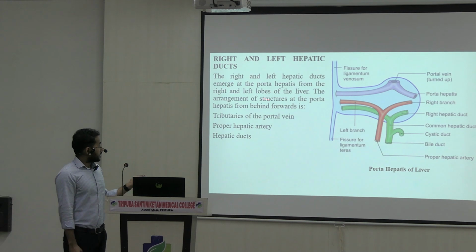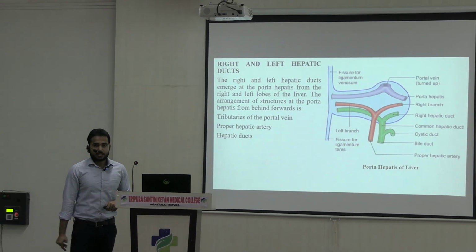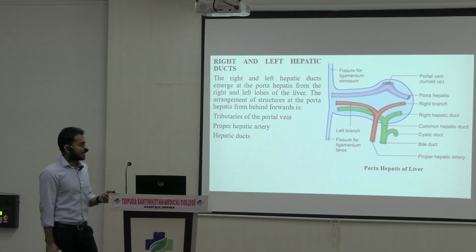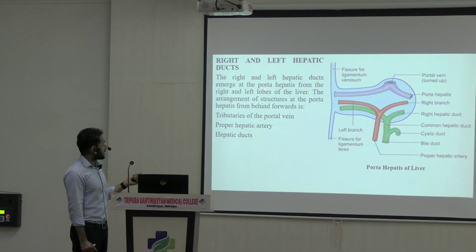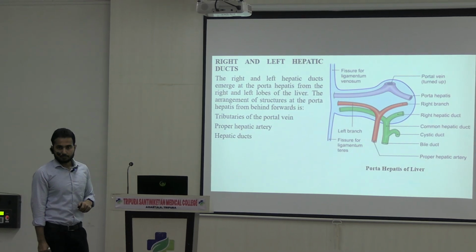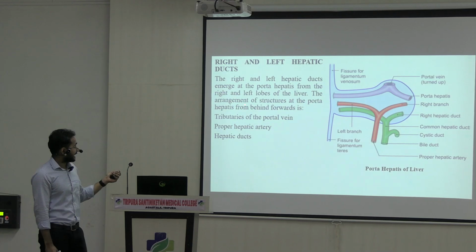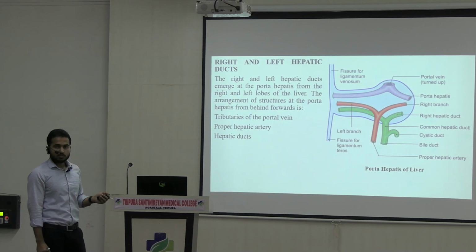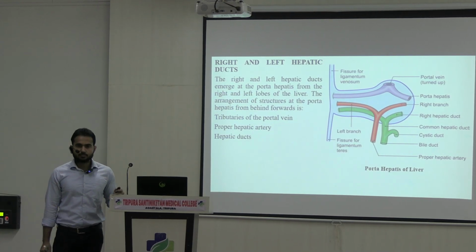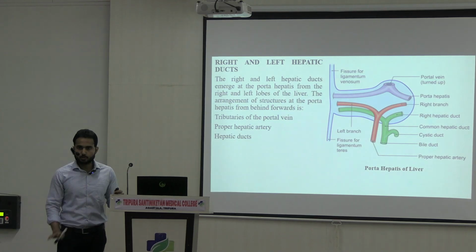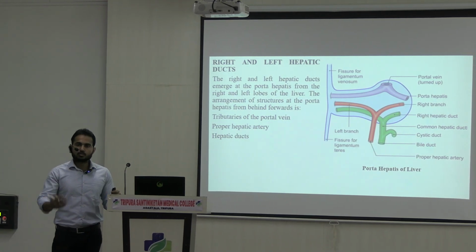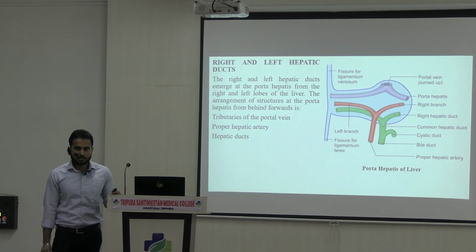Now here you can see the right and left hepatic duct. These right and left hepatic ducts emerge at the porta hepatis, from the right and left lobe of the liver. You can see the arrangement of the structures. Now do you know what is porta hepatis, anyone? Yes, you have studied the liver, so you know porta hepatis.